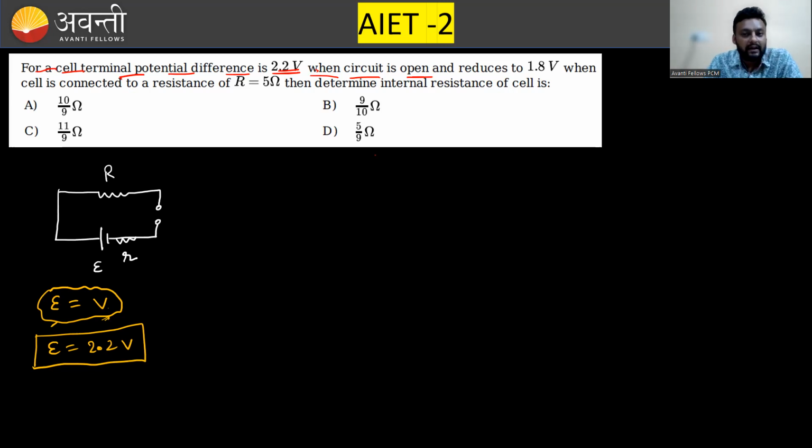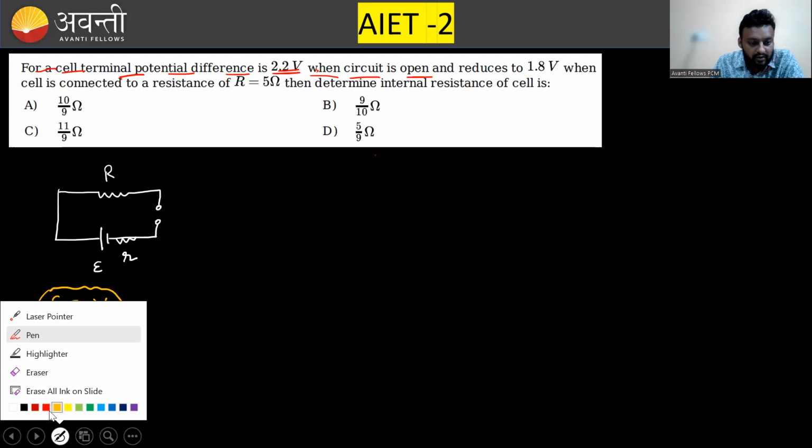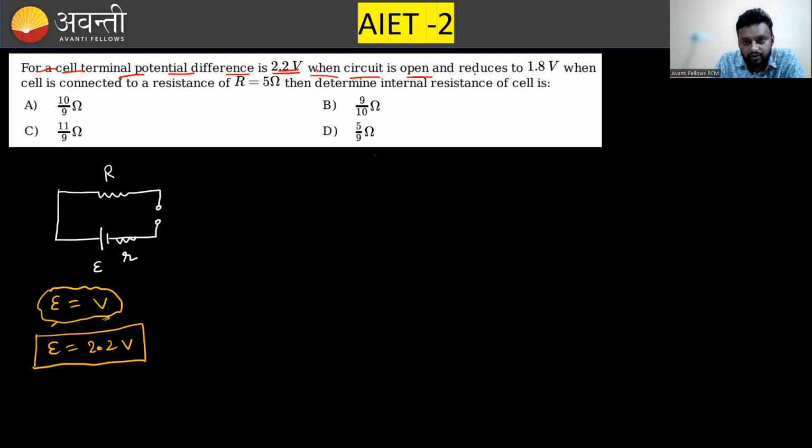Now moving further. The line again says, and reduces to 1.8 volt when the cell is connected to a resistance of 5 ohm. Now this cell is connected to a 5 ohm resistor. Connection is made, switch is closed. Okay.